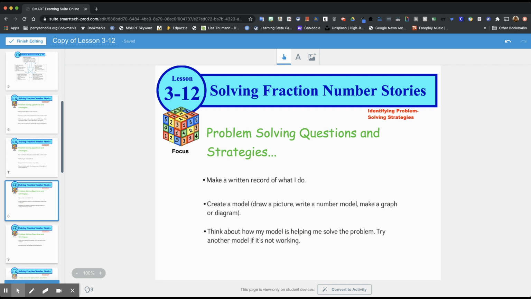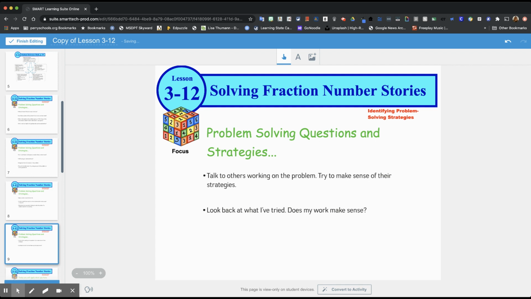Create a model. And remember, models are anything. Drawing a picture, writing a number model, making a graph, a diagram. A model is anything that involves those. Think about how your model is helping you solve the problem. And I've talked about this before. Sometimes drawing a picture is the best route. Sometimes writing a number model is the best route, or making a graph. This can change depending on your story, your number story, your math problem. And if that one didn't help, try one of the other ones.